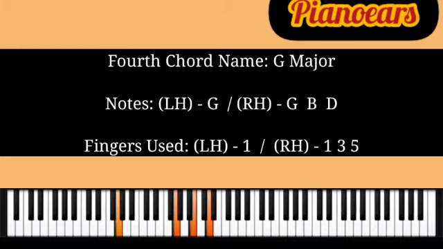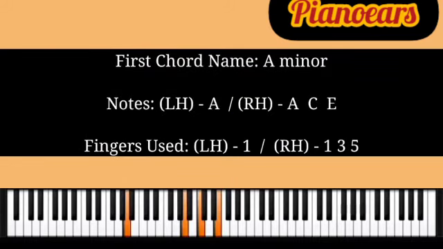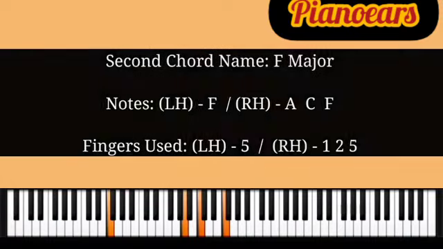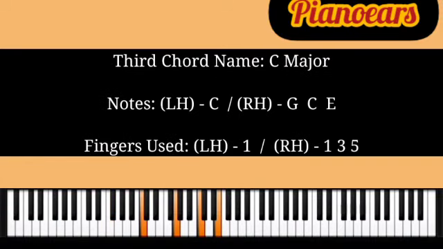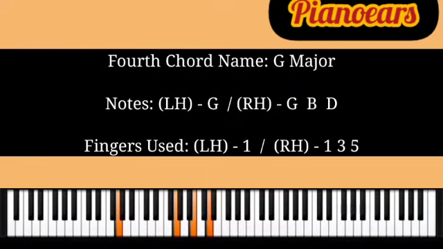So we have four chords now, and the song basically revolves around these four chords. You have the first chord, A minor, the next chord, F major, the next chord, C major, and the next chord, G major. So that's just the song.